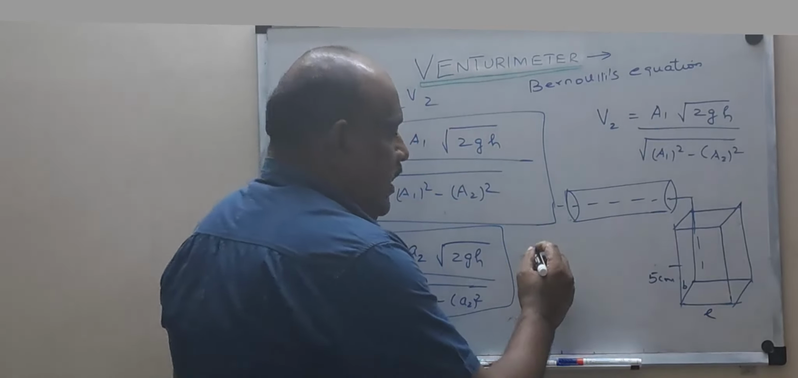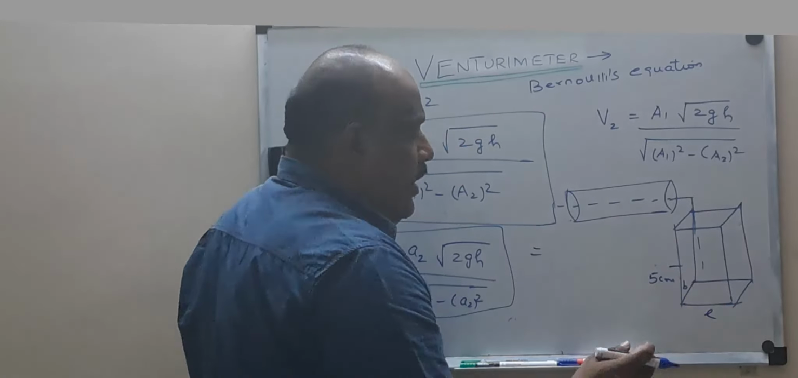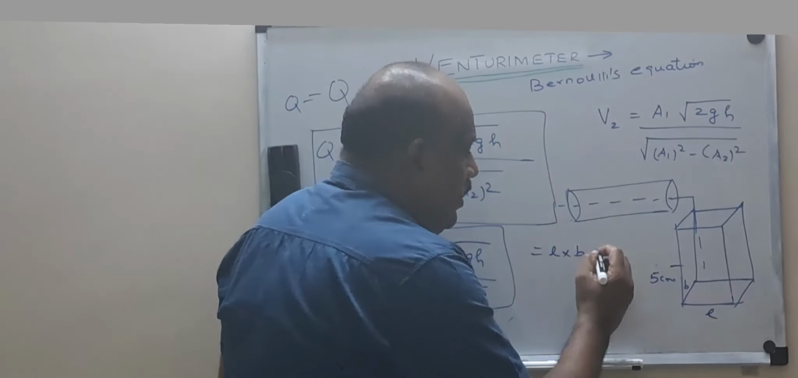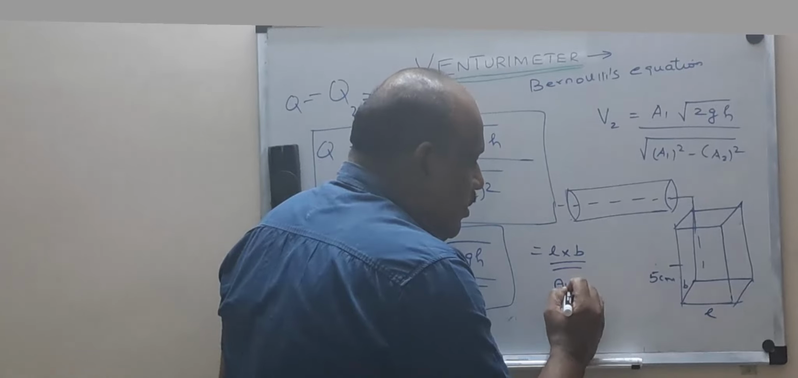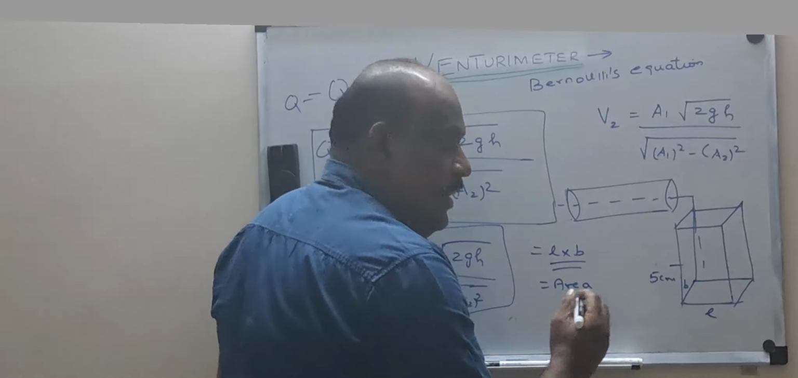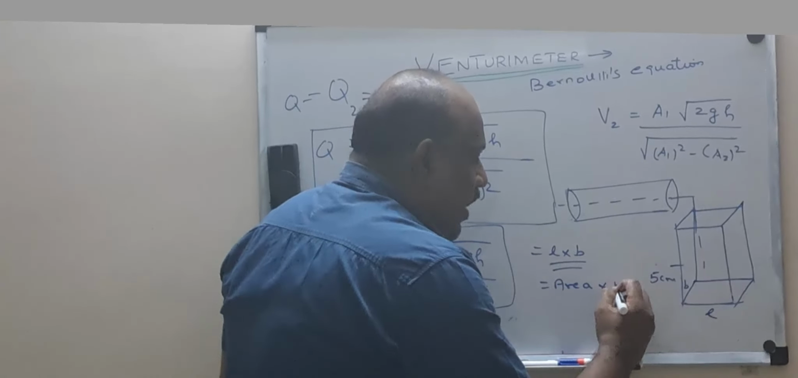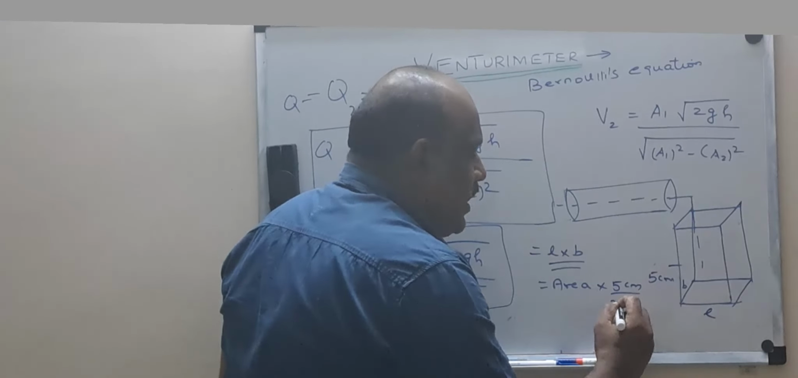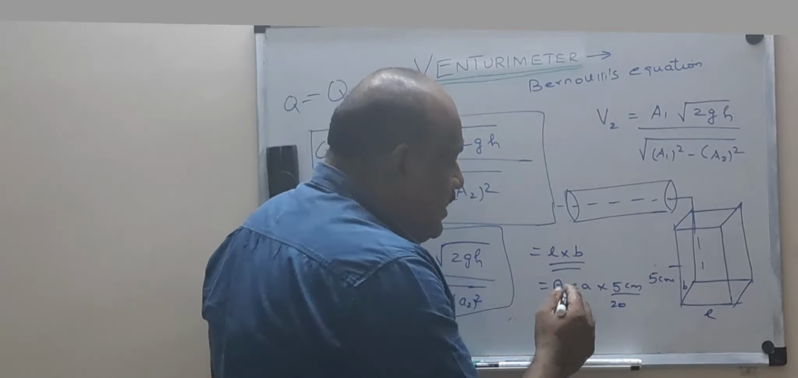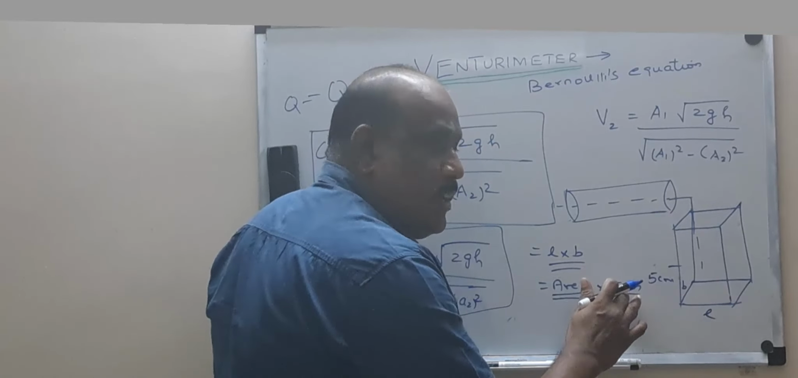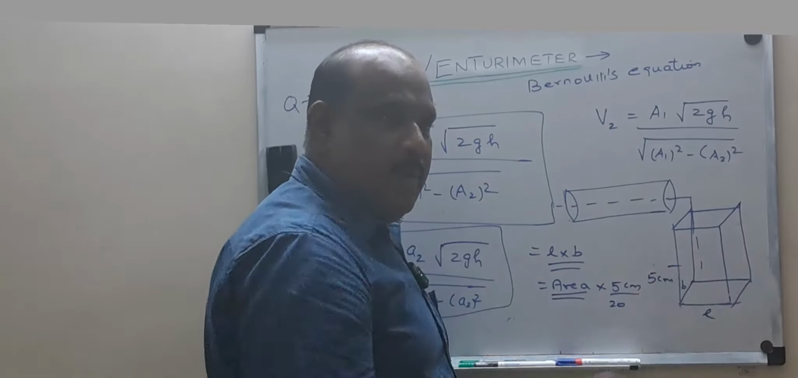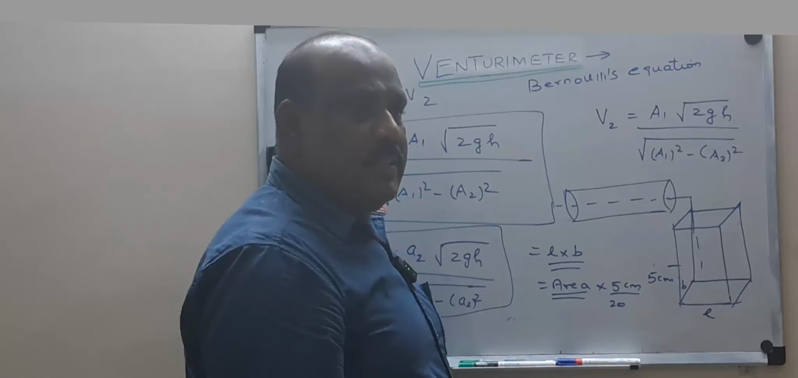Now you can see, you already know length and breadth, which is the area of the collecting tank, into this 5 centimeters, divided by the time, which is say some 20 seconds or something. You convert this also into meters. Then it becomes meter cube per second.